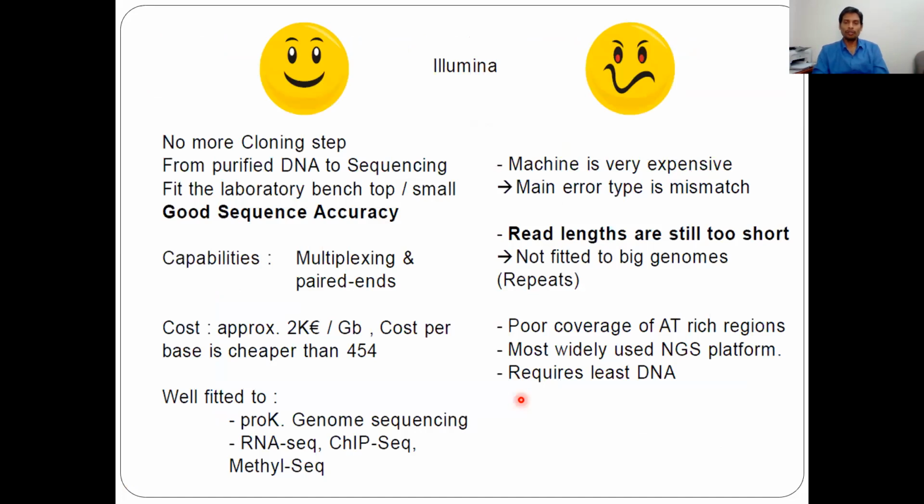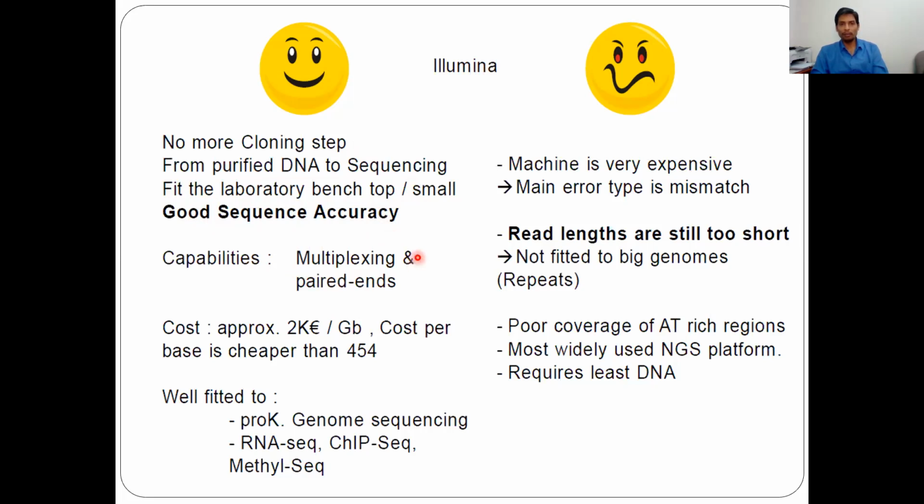Of course there are some pros and cons, even with Illumina. The advantages are that no cloning steps are needed, which were needed in the shotgun sequencing we used in human genome sequencing with Sanger. You have no need of that, which is very laborious. From purified DNA to sequencing you can go directly, and it fits on a laboratory benchtop, small space, good accuracy. So if you have money, any lab can start this, not too much space required.